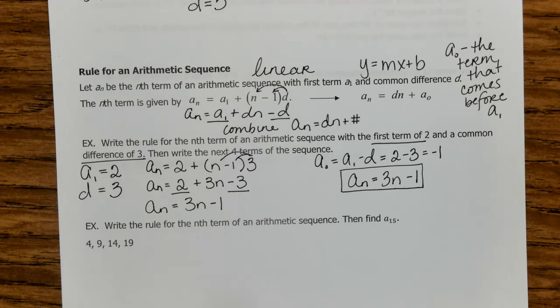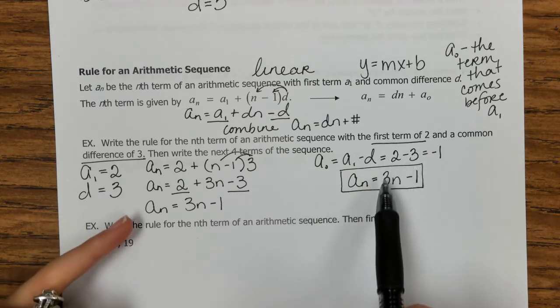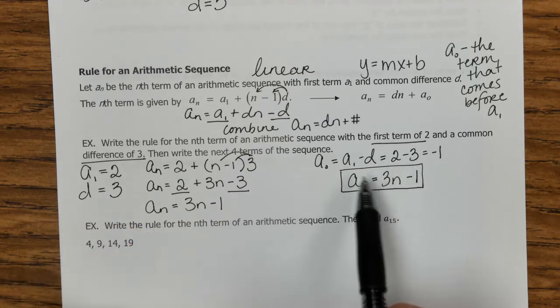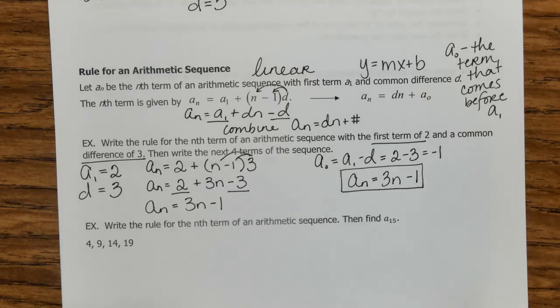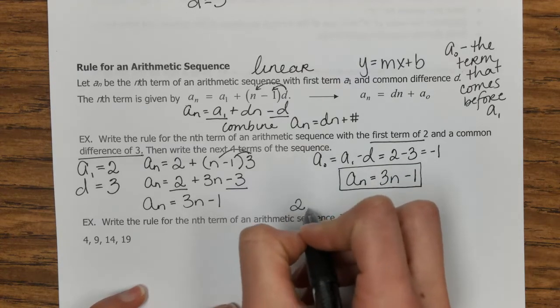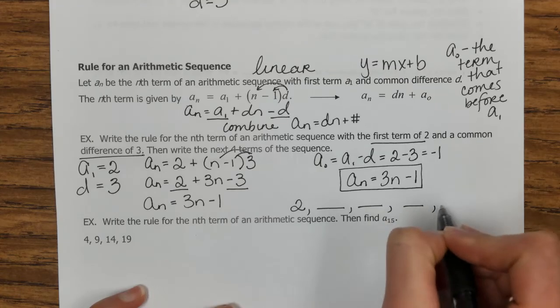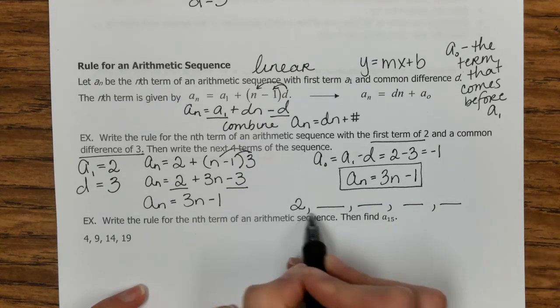Okay? You get the same answer either way. You decide which way you want to stick with. Now it says, then write the next 4 terms of the sequence. Well, you've got to continue it. So if my first term is 2 and my common difference is 3, what are my next 4 terms?